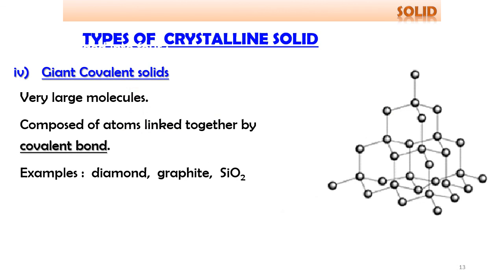So let's have a look at giant covalent solid. It is a large molecule that is composed of atoms linked together by covalent bonds. For example, diamond, graphite, and SiO2, silicon dioxide, quartz.